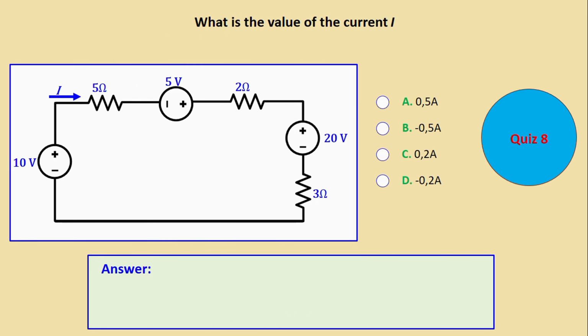We go now to quiz number 8. What is the value of the current I? You have 5 seconds to come up with an answer. Let's go.